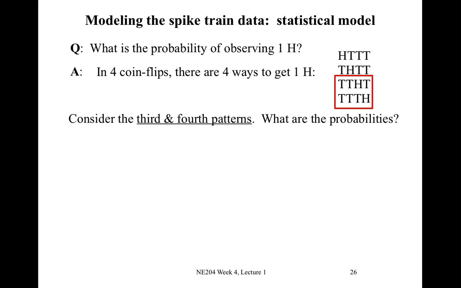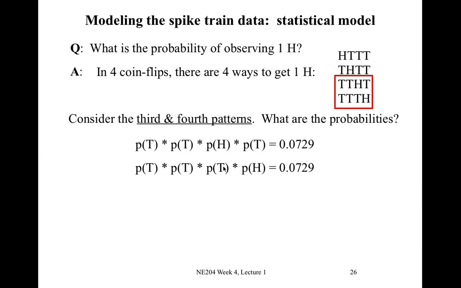And we can also consider the third and fourth patterns. What are the probabilities of these patterns? Well, if we think about the third pattern, we want to know the probability of tails on the first flip times the probability of tails on the second flip times the probability of heads on the third flip in our third pattern times the probability of tails in the fourth flip. We get the same value as before. We're just multiplying the same numbers together. All we've done is move them around in this multiplication. And the same for the fourth pattern, where in this case the probability of heads is on the last flip, but we're going to get the same probability for this fourth sequence as we got for all of the other sequences.